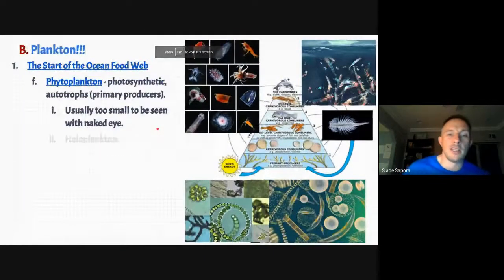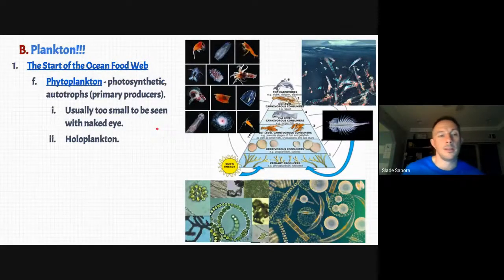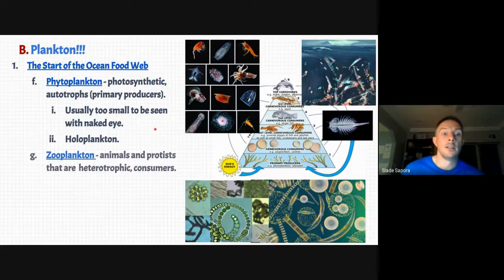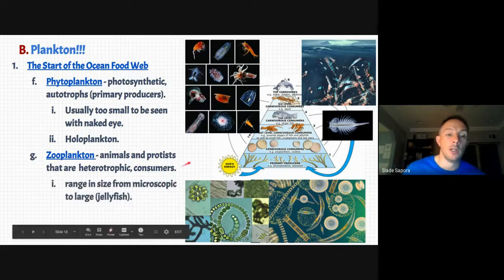Cool. Again, usually too small to be seen with the naked eye. Holoplankton. I mean, they spend their whole life as plankton. Okay. Zooplankton are the other type of plankton that we could be talking about, and they generally consist of animals belonging to the animal kingdom, such as crustaceans, shrimps, jellyfish, things of that nature, and all the different larval stages, and then protists, which would be sort of single-celled heterotrophs, consumers, things that do not do photosynthesis, but that eat things. There's a whole host of those too.